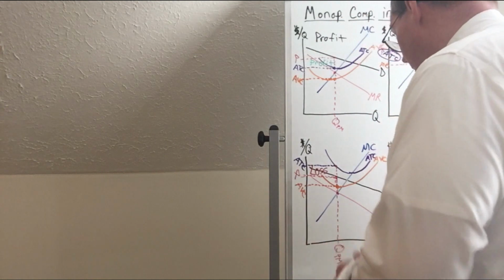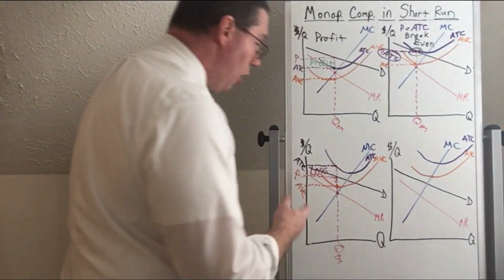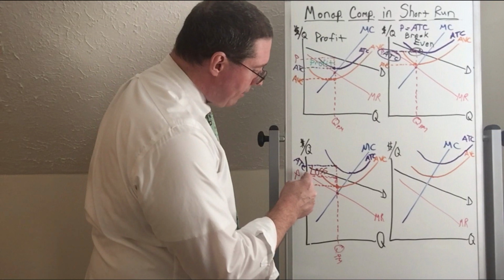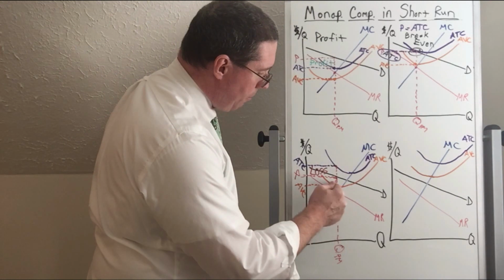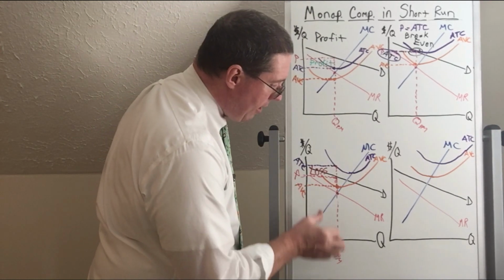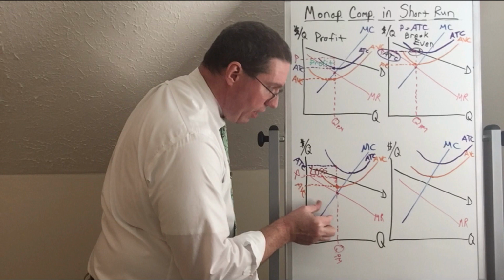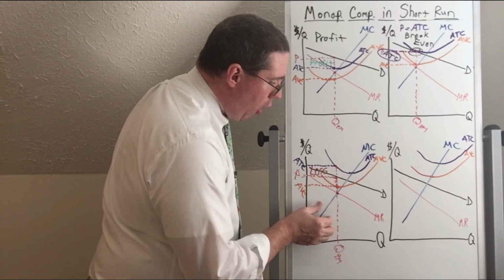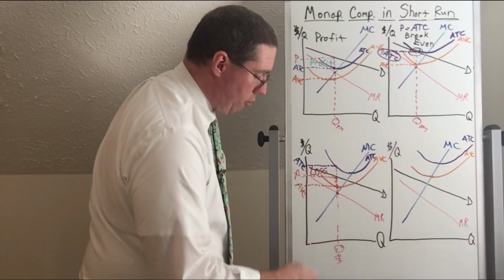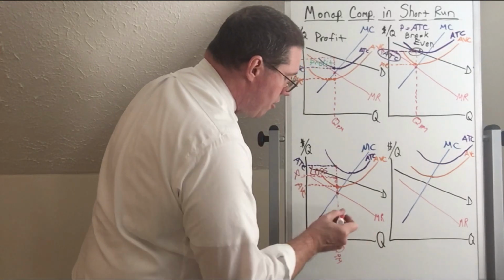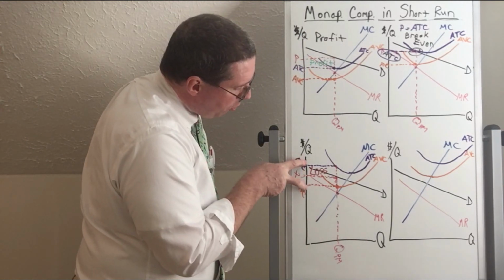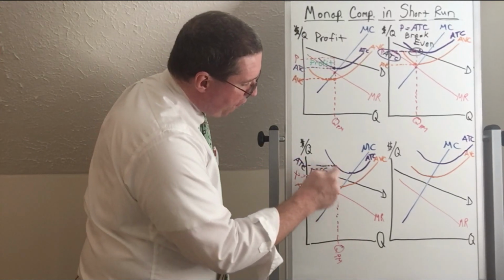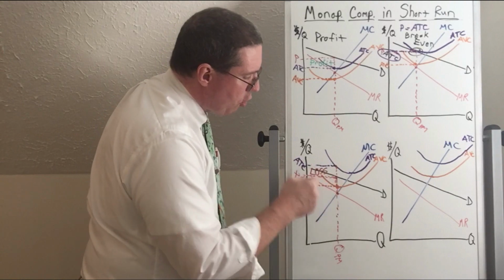So they should shut down, right? Because they're experiencing a loss? No. Remember, this rectangle here where price is higher than average variable cost, this is the variable cost of the company. Average variable cost times quantity gives us the total variable cost. And our revenue is larger than the variable cost. So we're recovering some of our fixed costs. This region between average variable cost and average total cost, that's the fixed cost. This rectangle is fixed cost, and this rectangle is recovered fixed costs.